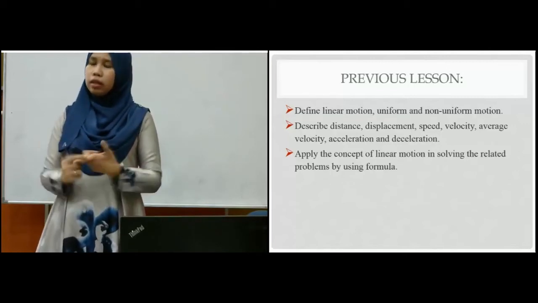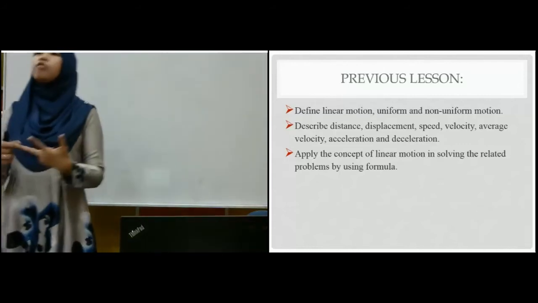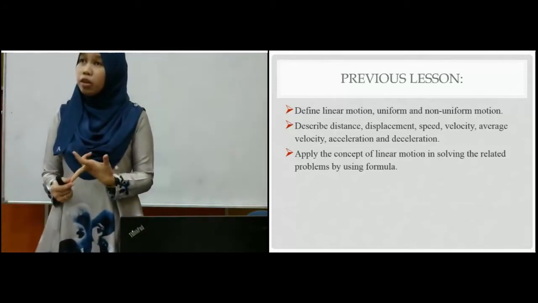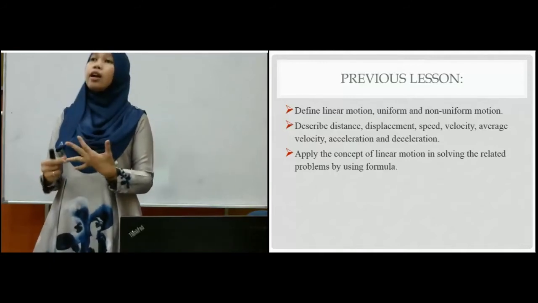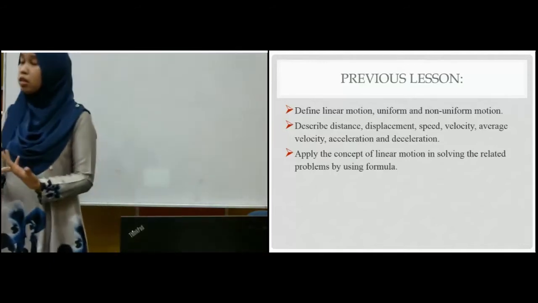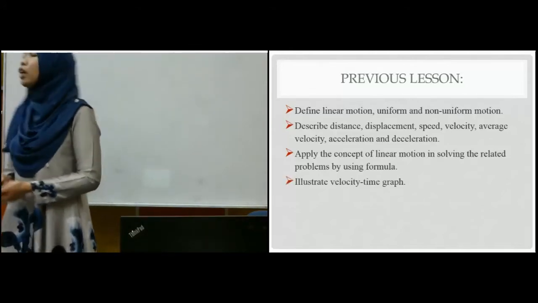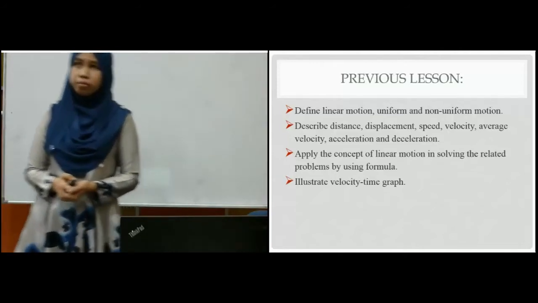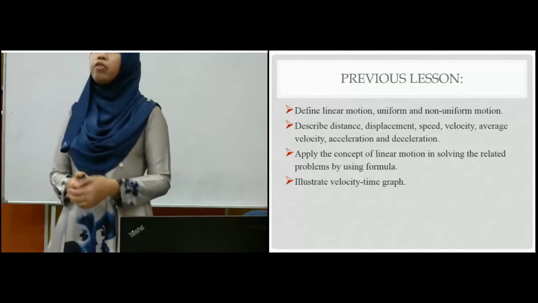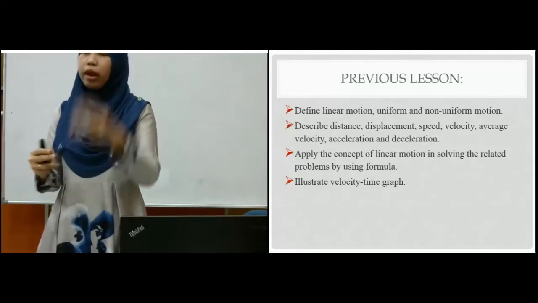Again, U represents the initial velocity, V represents the final velocity, A is for acceleration, T is for time, and S is for distance and displacement. This one you have to remember. And you should know how to illustrate a velocity against time graph. From the velocity against time graph, you can find 3 things.